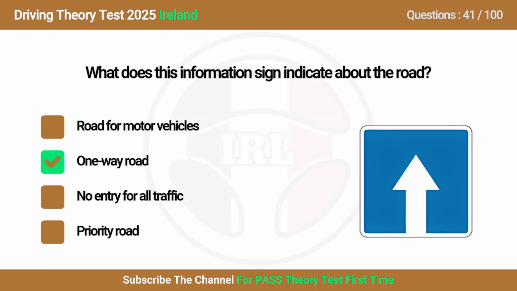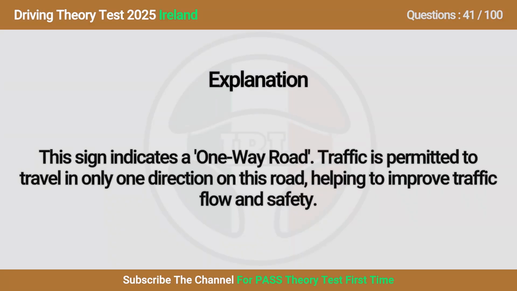Answer is B. One-way road. This sign indicates a one-way road. Traffic is permitted to travel in only one direction on this road, helping to improve traffic flow and safety.